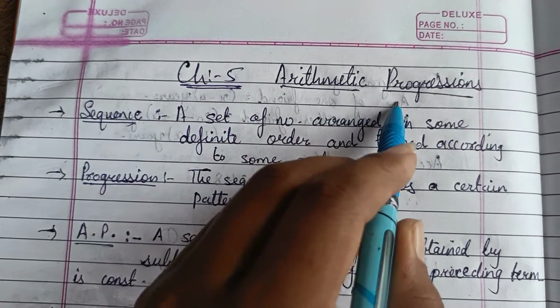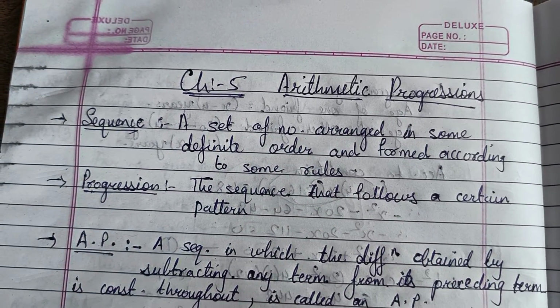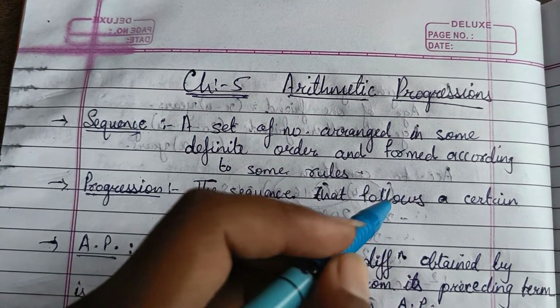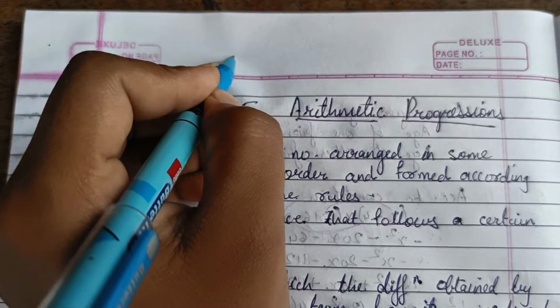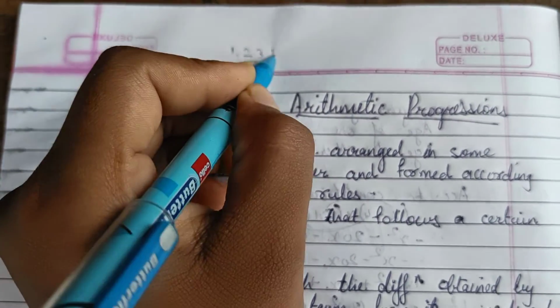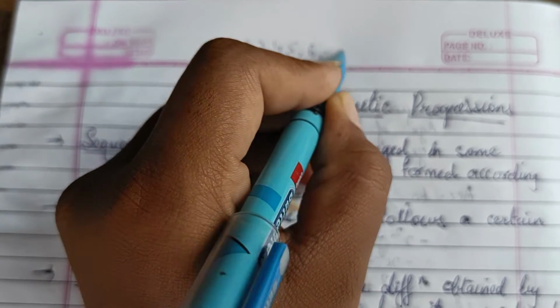Now see what is arithmetic progression. This is a totally new concept for you. Arithmetic progression means a series of terms. Okay, you will have a series of terms. Suppose you will have a series like 1, 2, 3, 4, 5, 6 and so on.